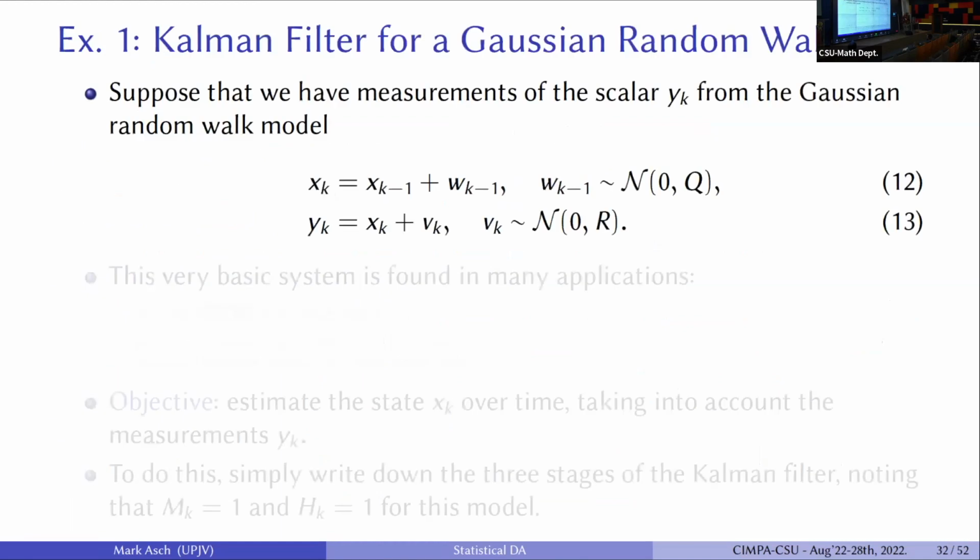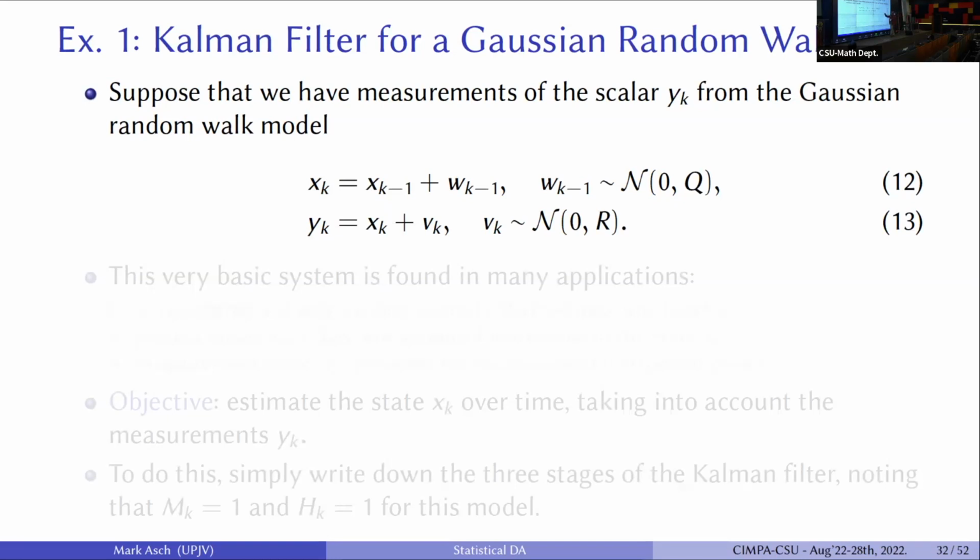Okay, so let me show you a quick example, a very, very simple case, which shows how the Kalman filter works. I'm going to take a scalar case, because with a scalar we can actually compute everything by hand. It's called a Gaussian random walk. It's the most simple dynamic system that you can imagine.